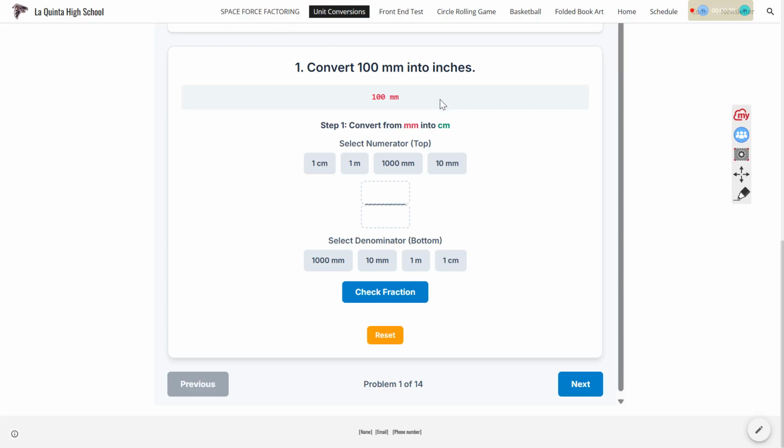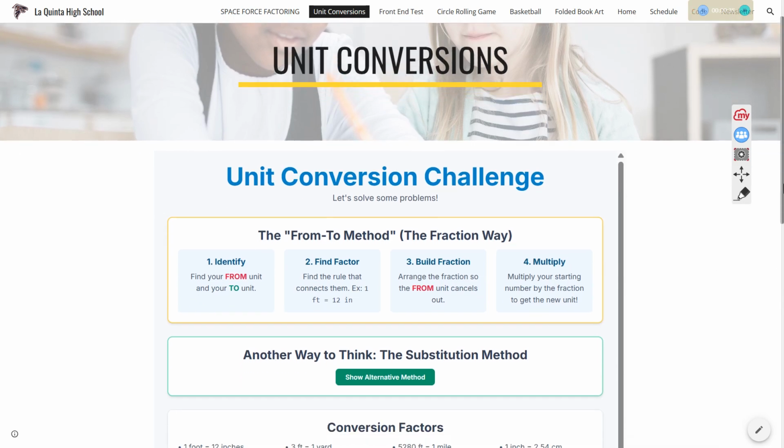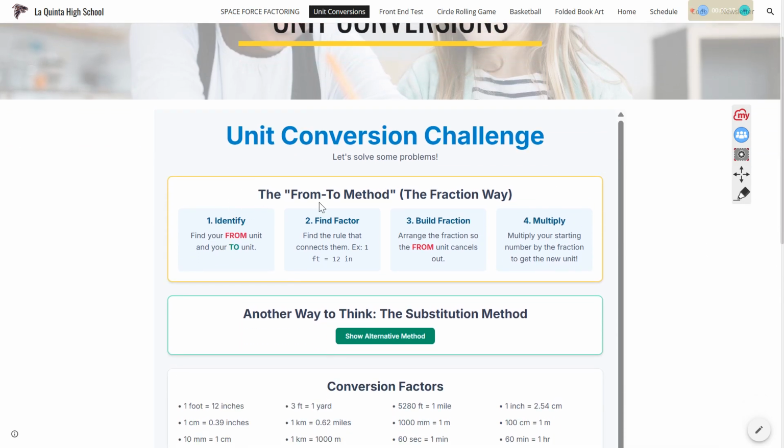At the top we have a few important things that you want to know about. The first thing is this method that we're calling the from-to method. In this method you want to know what you're moving from and what you're changing into. So that's the first part. That's what this is all about. So we want to look at what we're changing into.